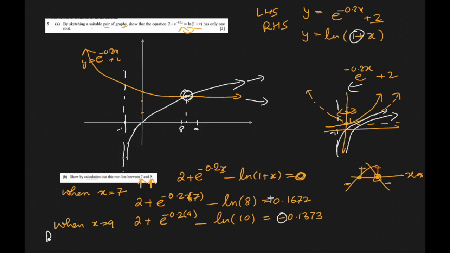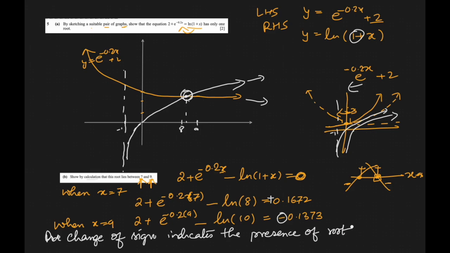So we can write that the change of sign indicates the presence of a root between x equal to 7 and x equal to 9. This statement is very important because this plus is changing to minus, that is showing that the 0 is in between, that is our root between 7 and 9.